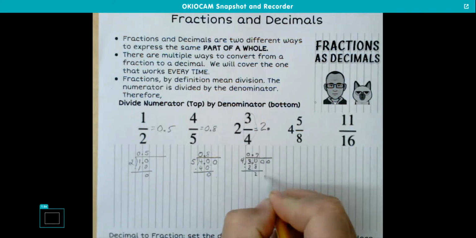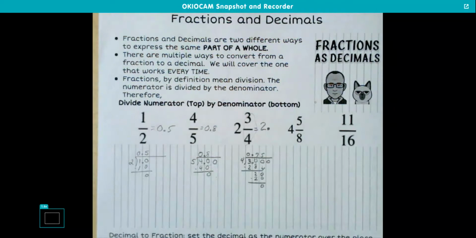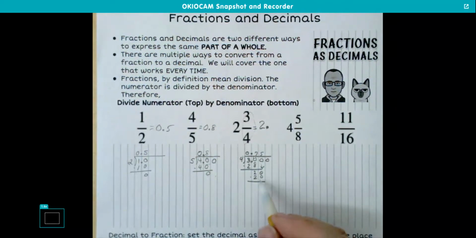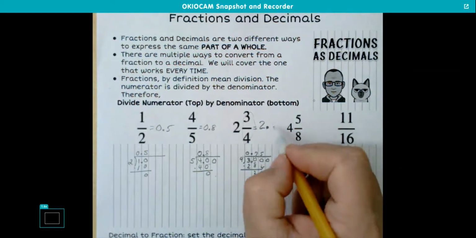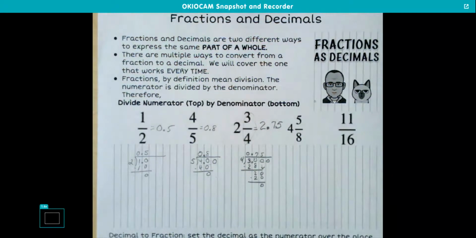Subtract. Bring down. 4 goes into 20 5 times. 5 times 4 is 20. Subtract. I get a 0. And the only thing left to bring down are more zeros. So I'm all done. So my decimal part of this number is 0.75. So 2 3/4 is 2.75. Okay? So that's how we change a fraction to a decimal using division.